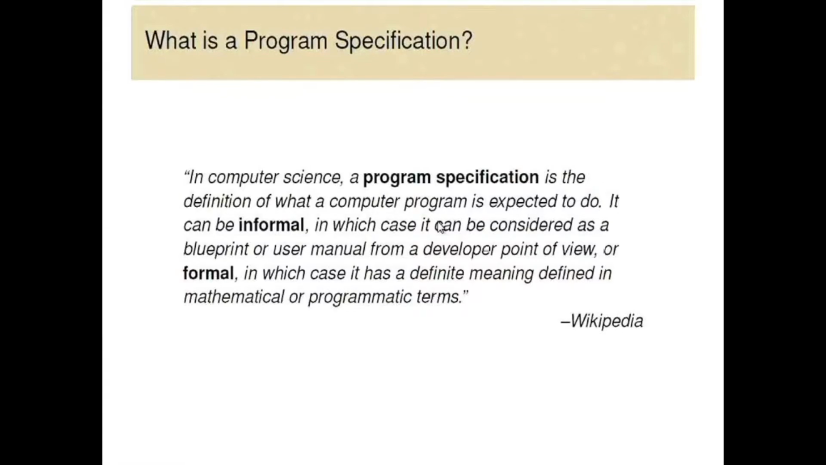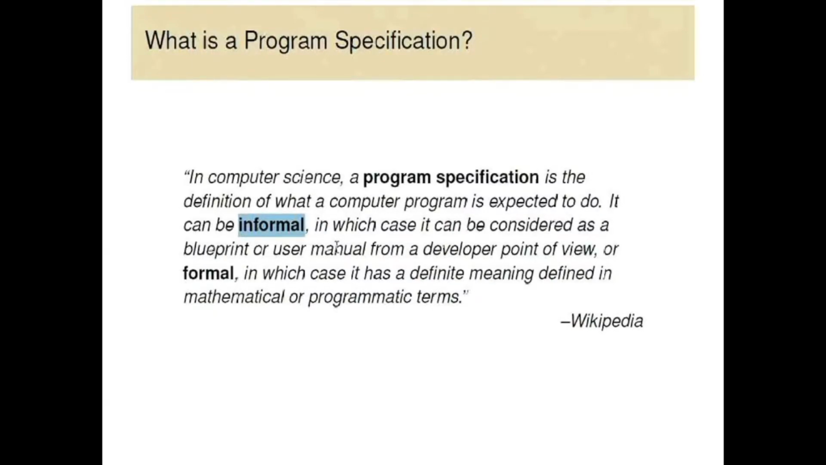In computer science, a program specification is the definition of what a computer program is expected to do. It can be informal, in which case it can be considered as a blueprint or user manual from a developer point of view, or formal, in which case it has a definite meaning defined in mathematical or programmatic terms. All right, so in today's lecture, we're going to primarily look at informal. You can think of informal here as being like documentation.